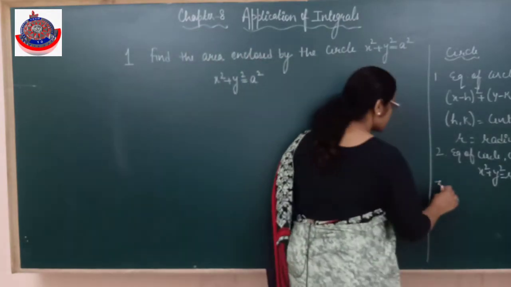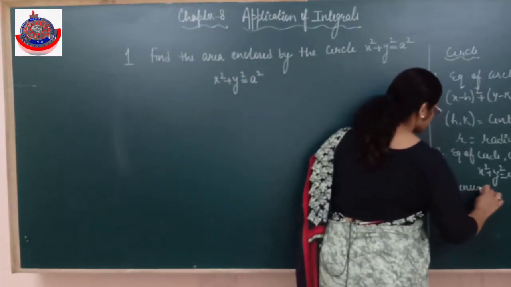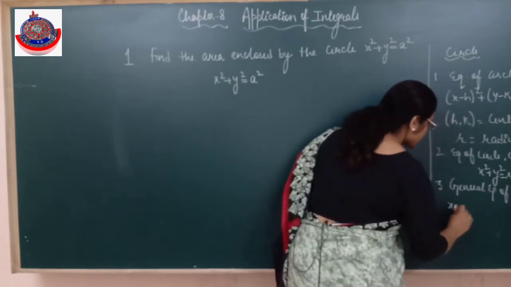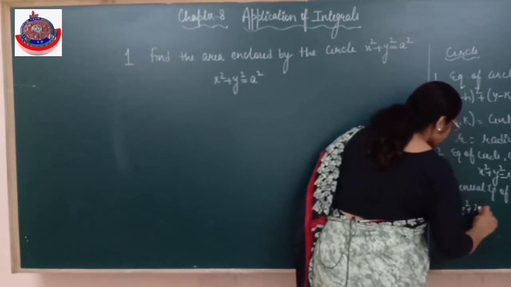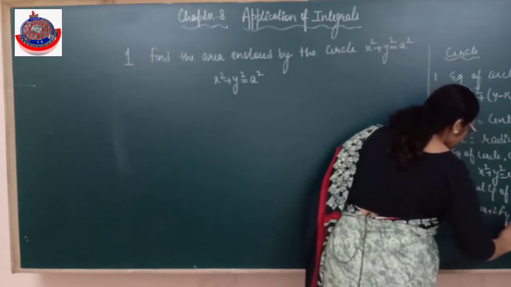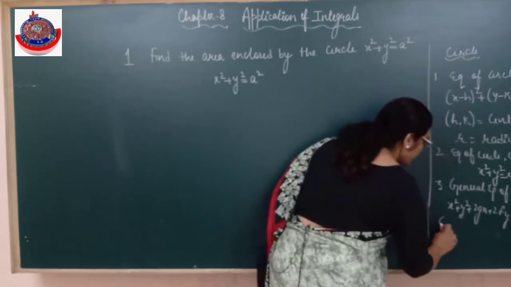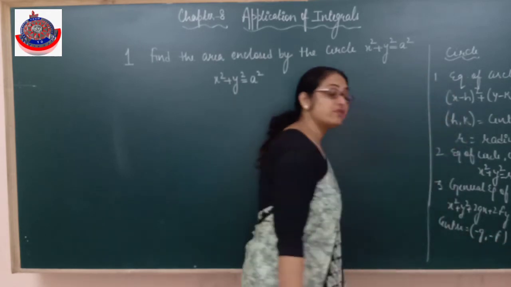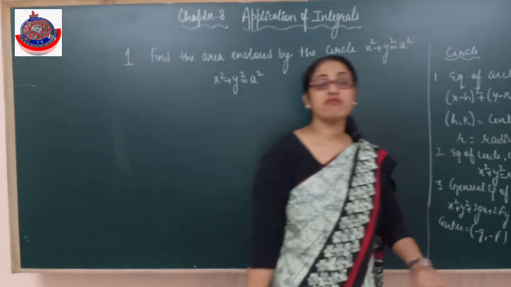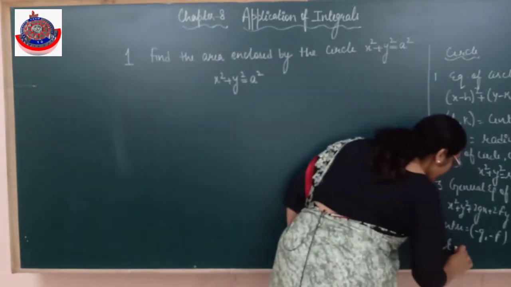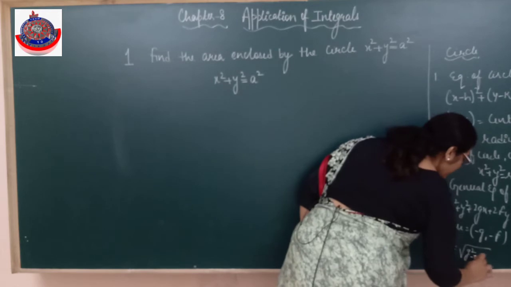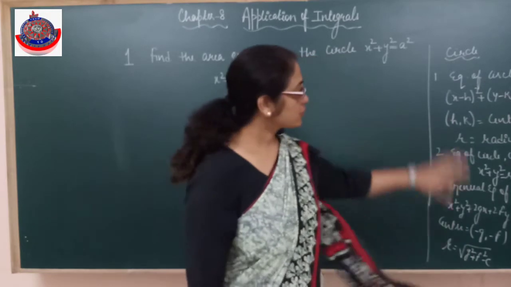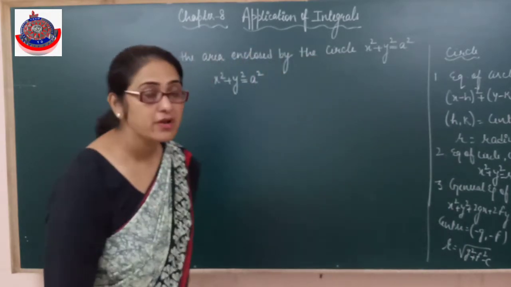The third, there was a general equation of a circle: x square plus y square plus 2gx plus 2fy plus c is equal to 0, where the coordinates of the center are (minus g, minus f), that means half the coefficient of x with the negative sign, half the coefficient of y with the negative sign. And the formula for radius was under root g square plus f square minus c. This you have to keep in mind while doing questions of circle.